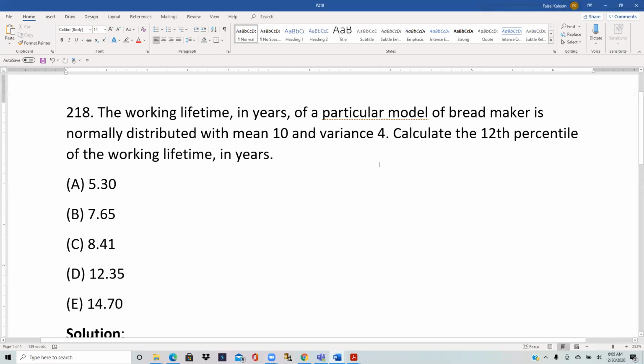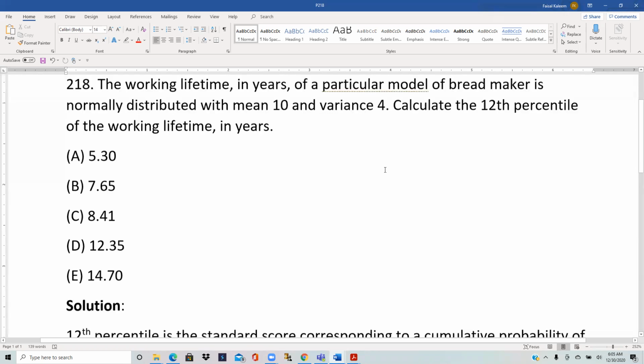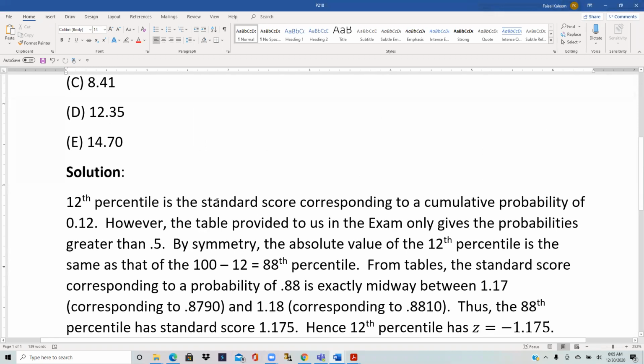The working lifetime of a bread maker is normal with mean 10, variance 4. Find the 12th percentile. Now, the 12th percentile is the z-score. If you want the standard score of the 12th percentile, that's the z-score that corresponds to a cumulative probability of 0.12. Now, the table only gives us probabilities that are 0.5 or greater.